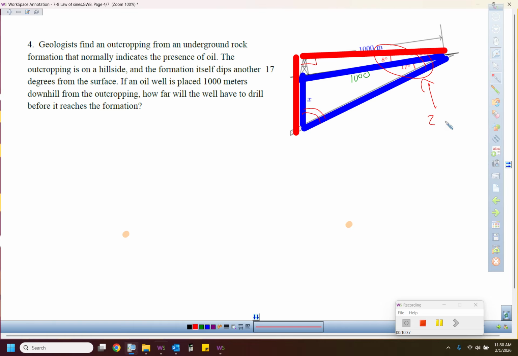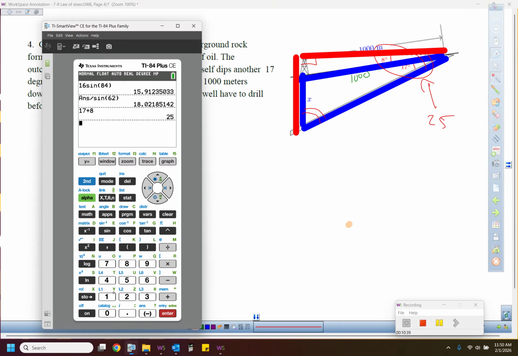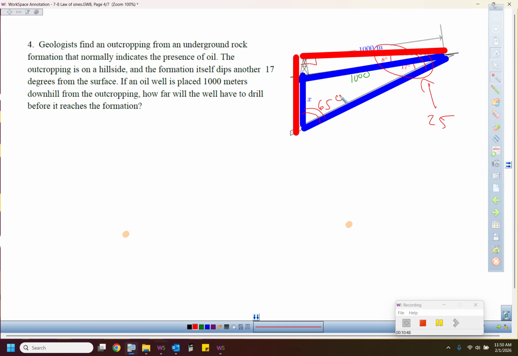If that's 25 and that's 90, we would have 180 degrees total. Take away the 90, take away the 25. This angle down here is 65 degrees. So this is a tricky one, where we had to go find that angle up there. That's why they gave us this 8-degree angle going down, right? So if we look at this 8 degrees going down and that 17 degrees going down further, that was a good problem right there.